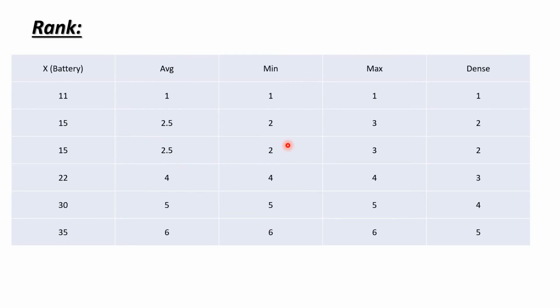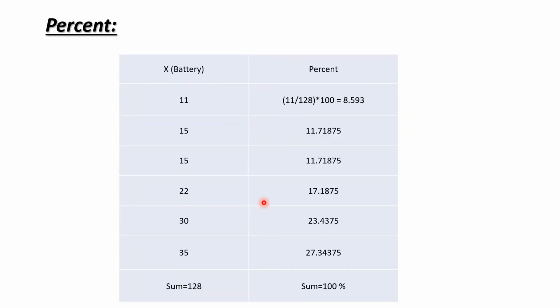This is simple, guys. Now we'll see the next, that is percentage. How to calculate the percentage? This is one data point, that is x battery. Now we have to calculate the sum of this x column, and to calculate the percentage of each element.